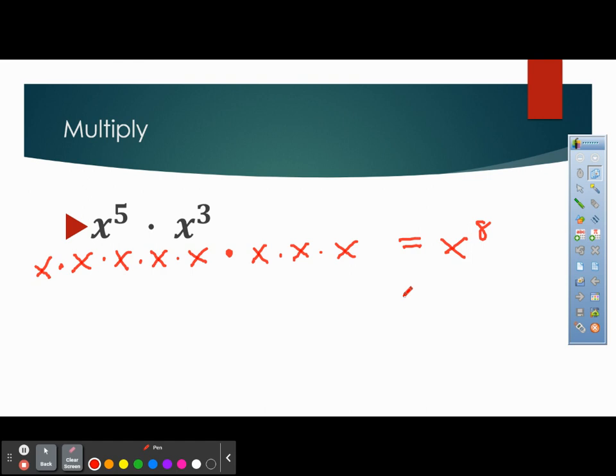My next question. Could there have been a more simple way for me to do that instead of writing out all of those x's? Parker? X with the power of 5 plus 3. So you're saying I could have just done 5 plus 3?